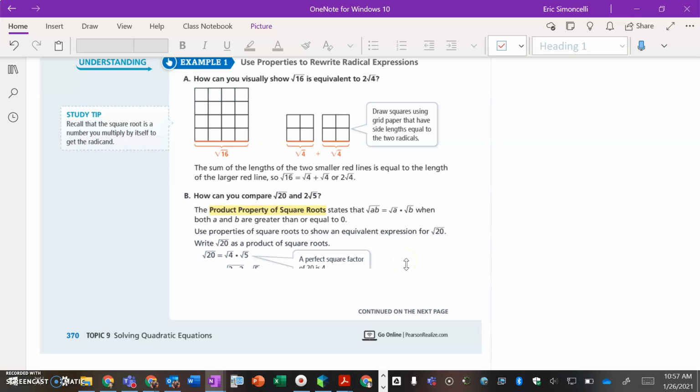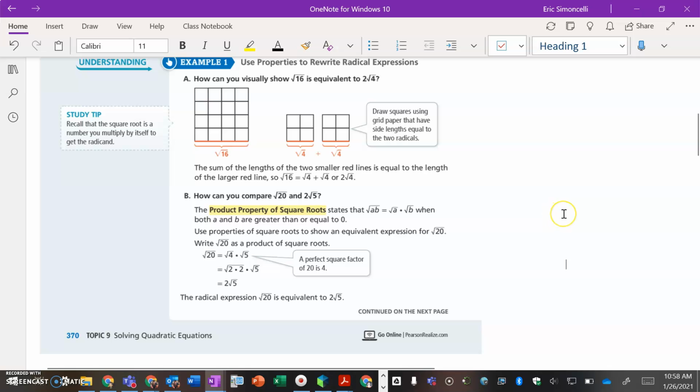A perfect square factor of 20 happens to be 4. So in the next step, they wrote 4 as such, 2 times 2, which is smart because then in the next step, the square root of that ends up being simply 2. And then you're left with the square root of 5. And that on its own, then, 2 root 5 is your final answer. Therefore, the radical expression, square root of 20, is equivalent to 2 root 5.